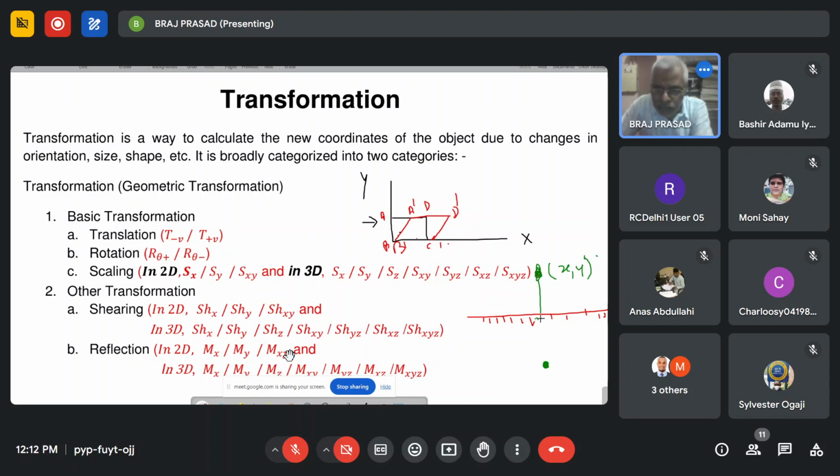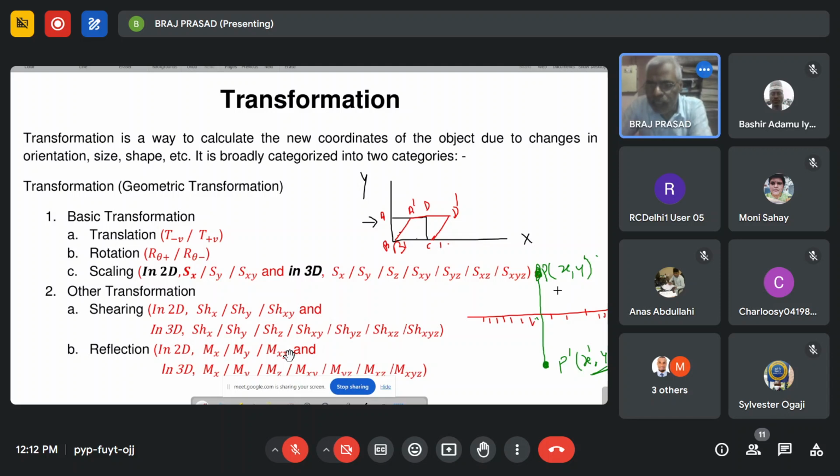So the distance of this object, suppose this is our p and coordinate is x y, then the new coordinate becomes p dash, and the new coordinate of x becomes x dash comma y dash. So how we will calculate this new coordinate? To calculate this new coordinate, we use the reflection method.